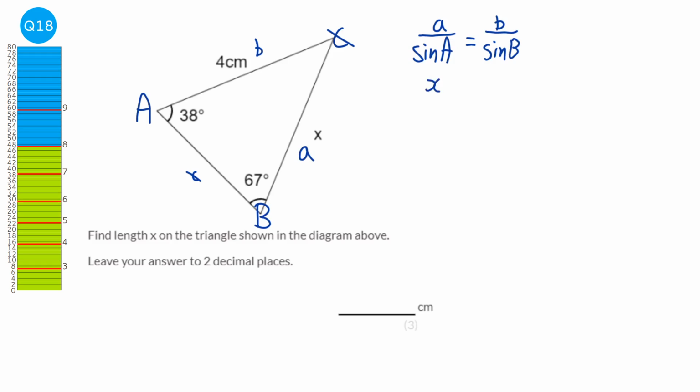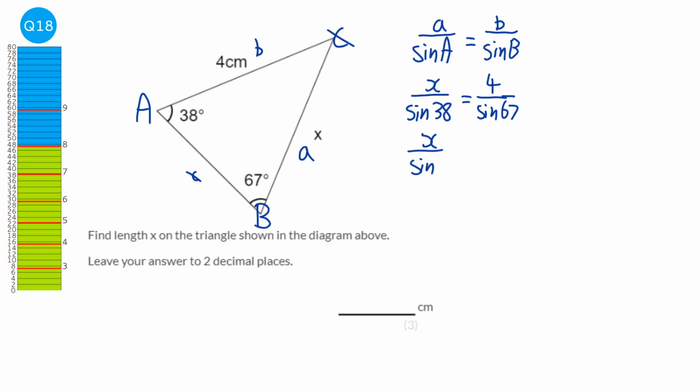So a is x, capital A is 38, lowercase b is 4, and uppercase B is 67. Now you'll only ever sine an angle, so if you ever put a 4 in there or something, that's not going to be right straight away.